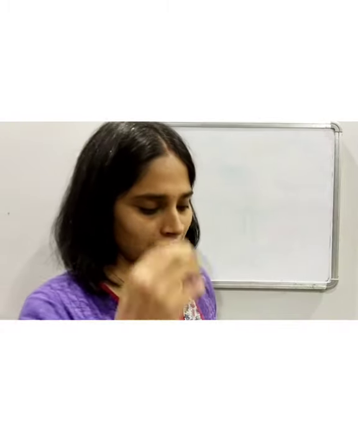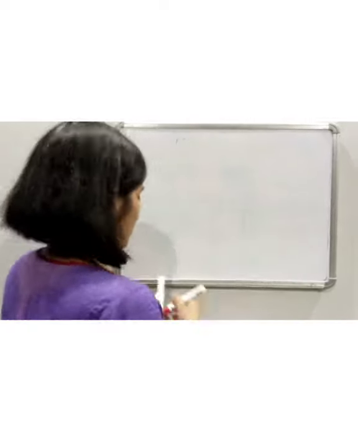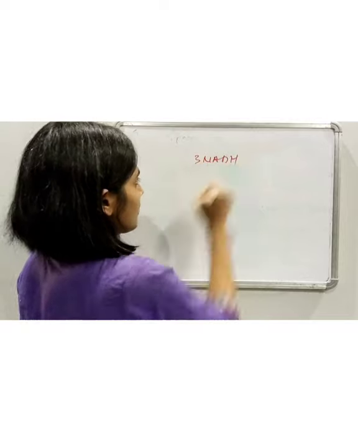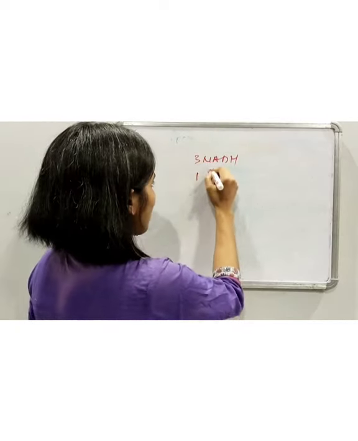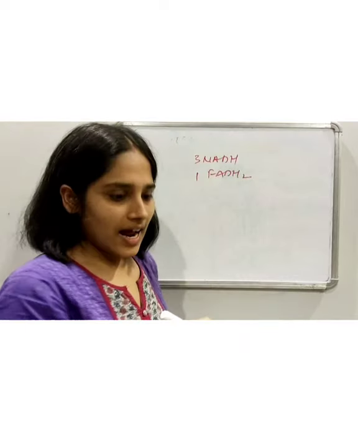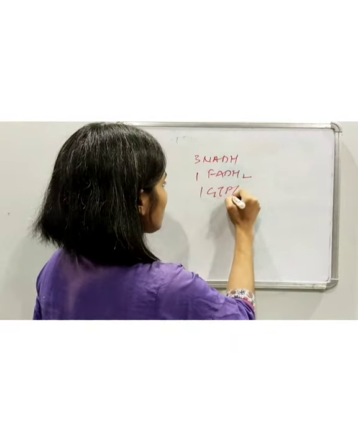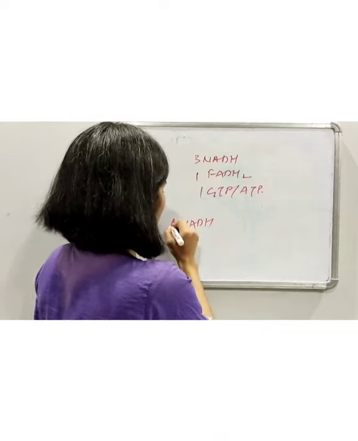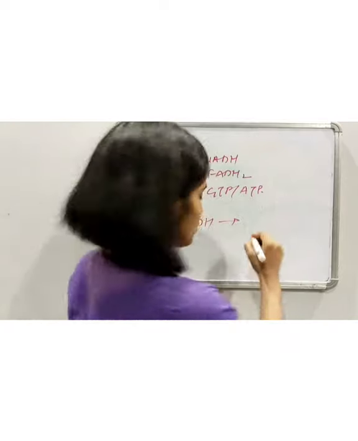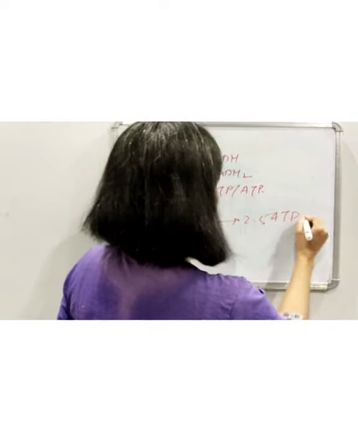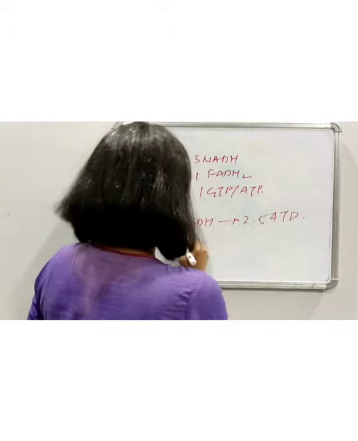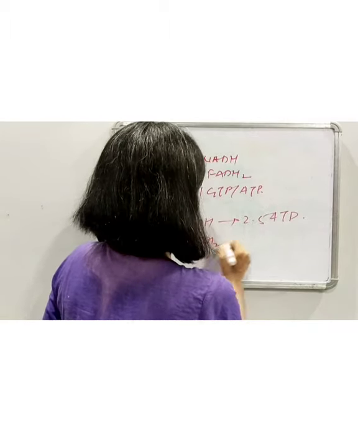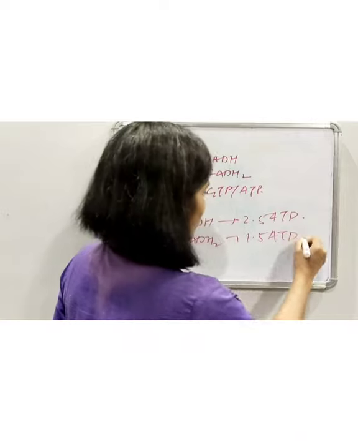Now for one acetyl coenzyme A which enters the TCA cycle, we have 3 NADH generated. Then we have 1 FADH2 which is produced, and we have 1 GTP or ATP. For 1 NADH, we have 2.5 ATP produced. Oxidation of 1 FADH2 generates 1.5 ATP molecules.